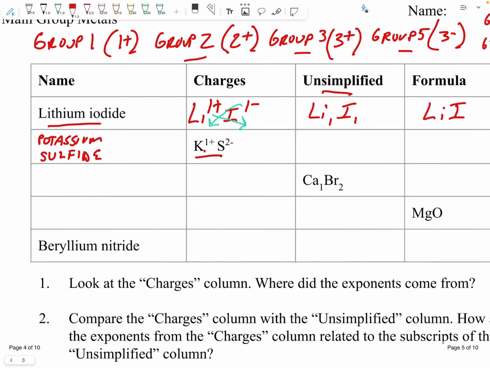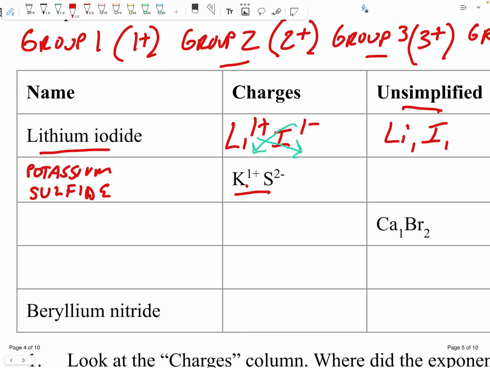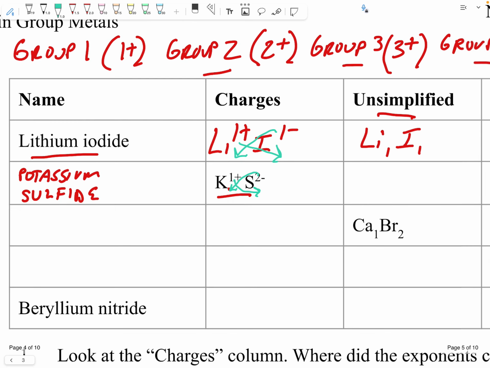Okay, so now those are the charges. K has a 1 plus, S with a 2 minus. Since they're not the same, you're going to take that 2, put it over by the K, and that 1, put it over by the S. We're switching them. I know Miss Raw probably calls it a swap and drop, but just switch the numbers. Not the charges, switch the numbers.